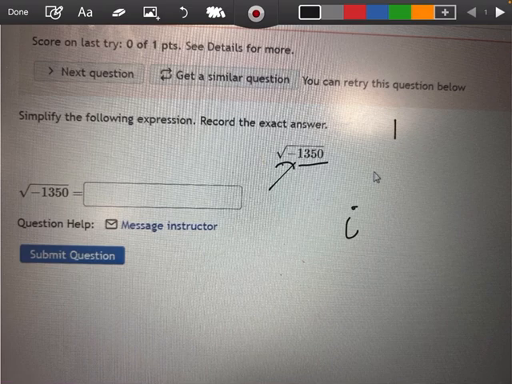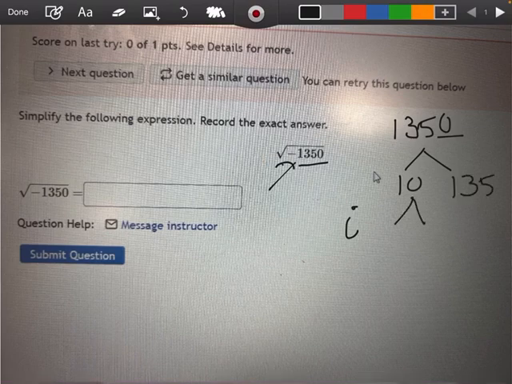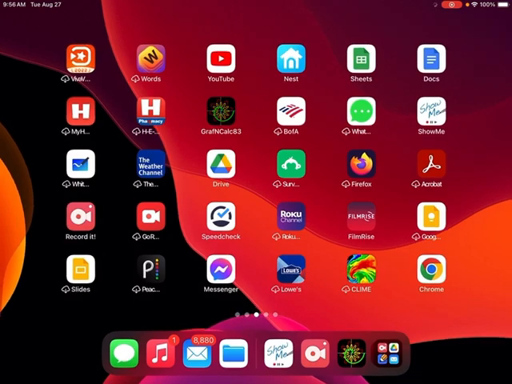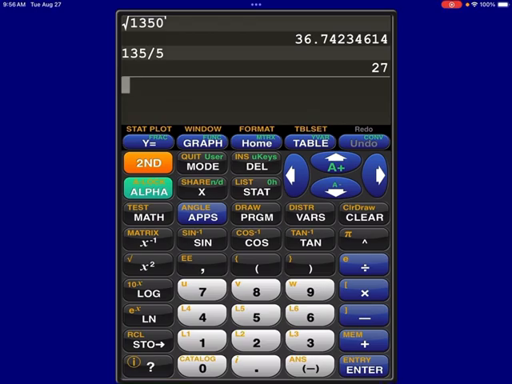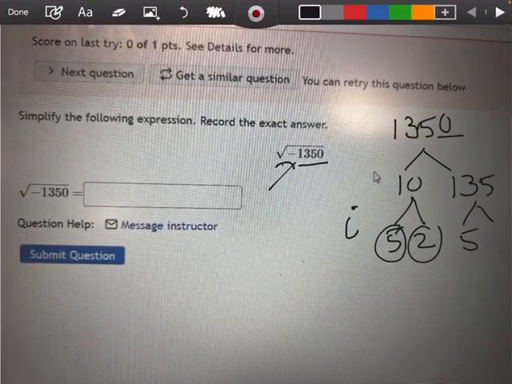We're going to take the number 1350 and we're going to break it down. Because it ends in a 0, I know I can divide it by 10, and that's going to be 135. I know 10 breaks down into 5 and 2, and I can't break those down. And 135, I know I can divide it by 5. Let's see, what's 135 divided by 5? 27. Okay, so let's come back over here, 5 and 27.